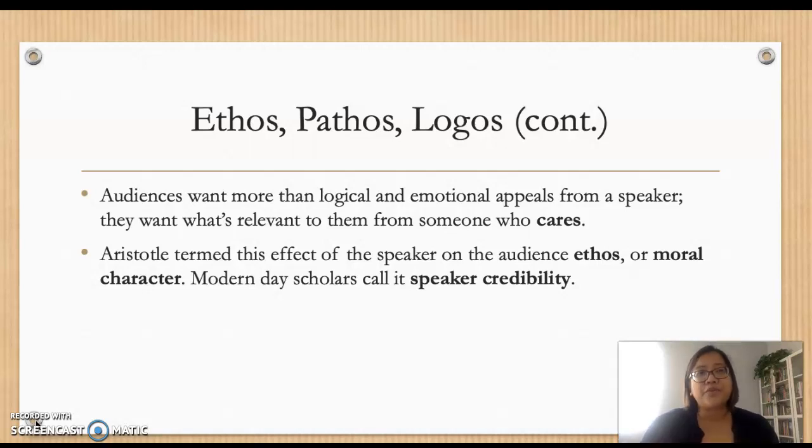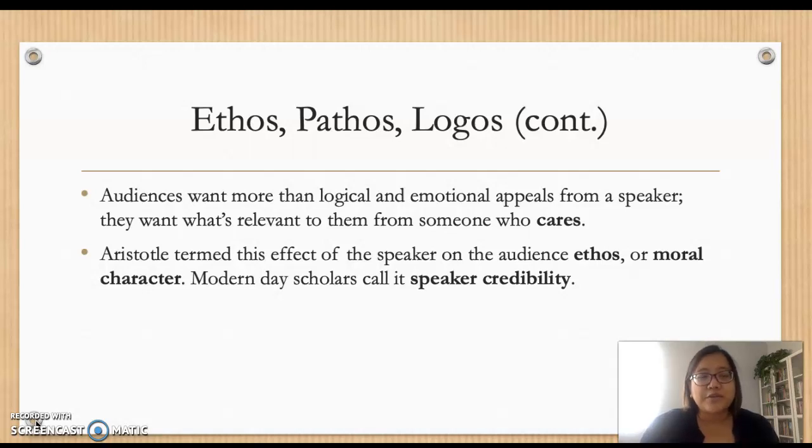So in other words, when you choose a topic, you need to make sure that you care about the topic that you choose, that it somehow affects you in real life, and that it will affect your audience in their real life as well. So by showing that you care about the topic that you're talking about, audiences are more likely to believe in you and to want to be persuaded by you.